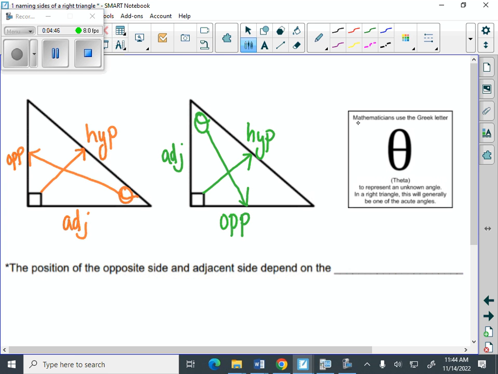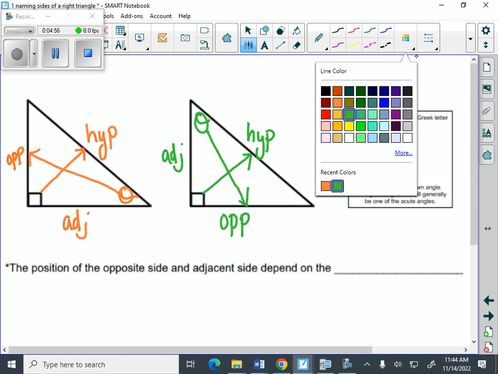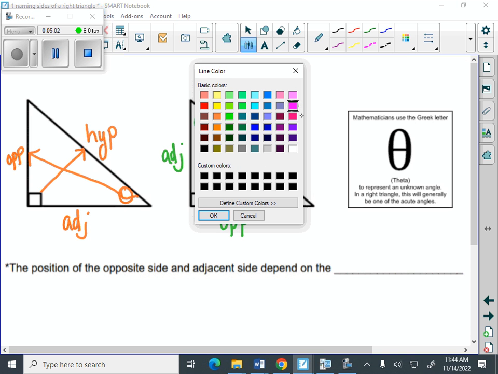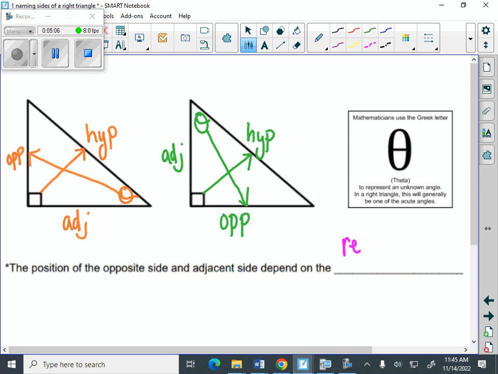As we filled those two in, what's really, really important to notice is that you label the triangle based on the angle. So down here, when we answer our next question, it's based on the reference angle. That's what we really need to do.